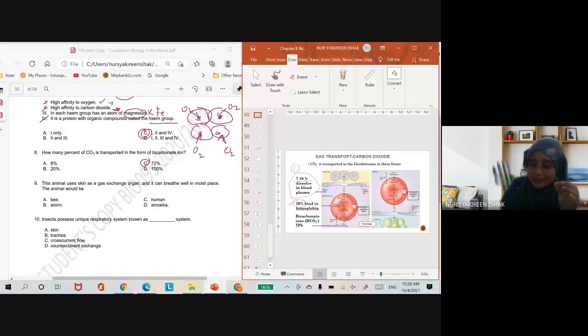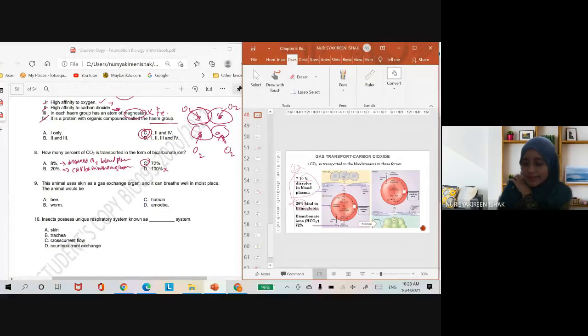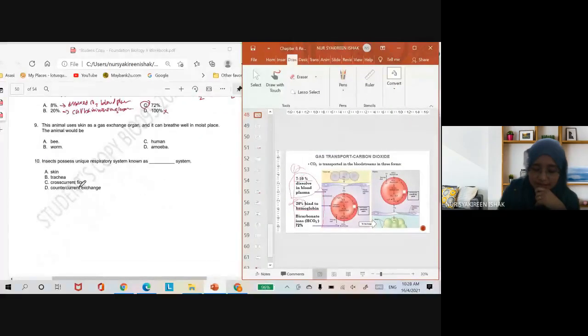Okay, 7 to 10%. So ini as dissolved carbon dioxide in blood plasma. Okay, 20% in the form of carbaminohemoglobin. Okay, 100% tak ada apa-apa pun. Okay. So ini pecahan percentage ni you have to remember. Okay, kena ingat. Okay. So number 9, this animal uses skin as a gas exchange organ, and it can breathe well in moist places.